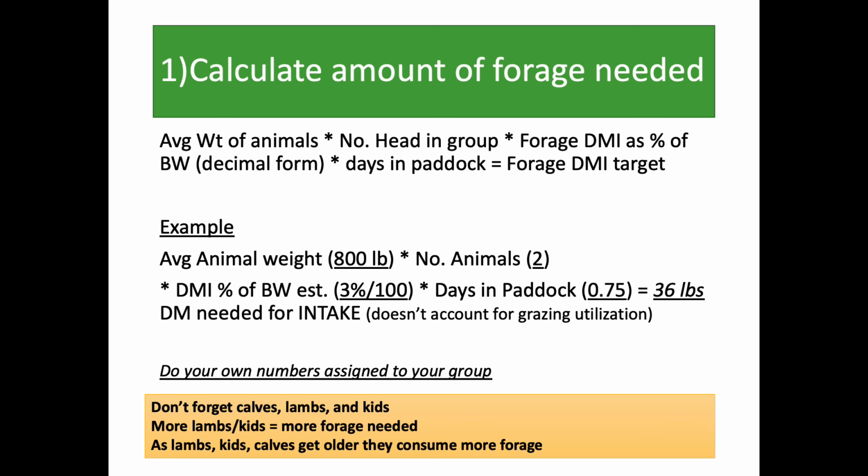Does it all come together for you? Anybody have a question? What is this equation? That is giving you how much forage your animals are going to need to consume in pounds of dry matter. All pounds of dry matter, total for all the animals, for 3/4 of a day.